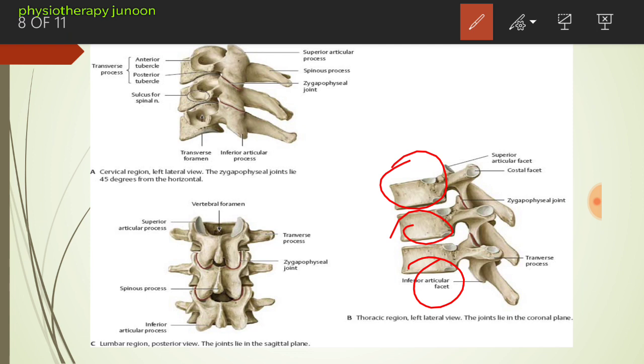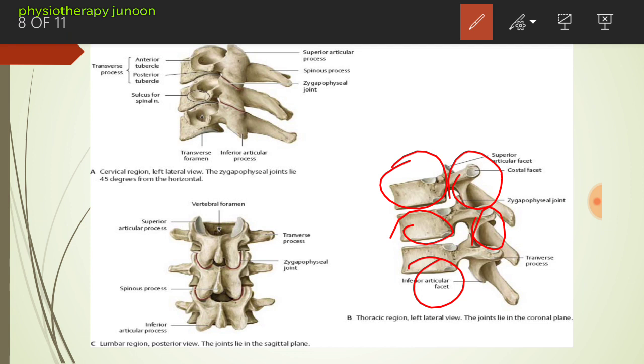Second, between vertebral arches, formed by articulation of superior and inferior articular processes from adjacent vertebrae. They are synovial type joints. So here we studied that there are two types of joints in the cervical vertebra. First, between vertebral bodies. Second, between vertebral arches.